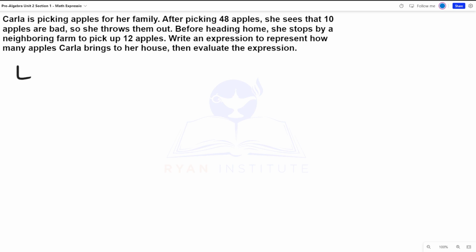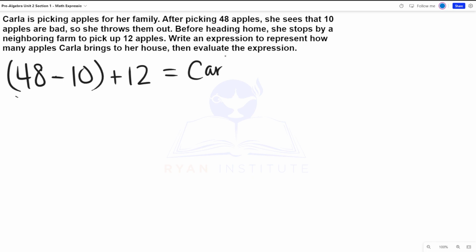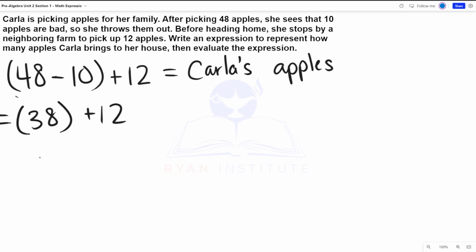So Carla starts off with 48 apples and gets rid of 10 because they're bad. And before she goes home, she picks up 12 apples from a neighboring farm. So she's taking the difference between 48 and 10, and then she's going to add 12 apples to that difference. So we're going to subtract first, and then add 12 to that difference. So that is going to represent Carla's apples. This is going to equal 38 plus 12, and 38 plus 12 will give me 50 apples.